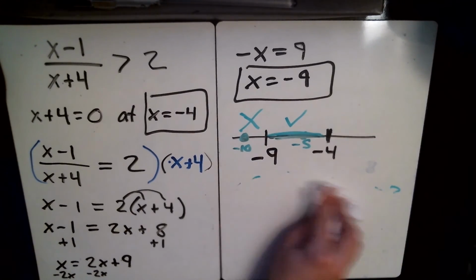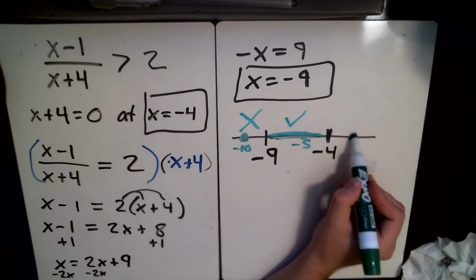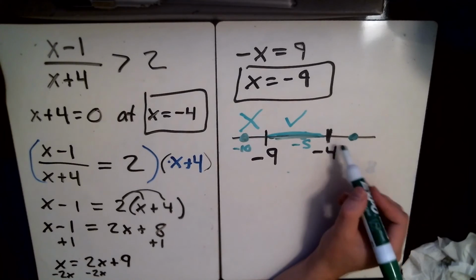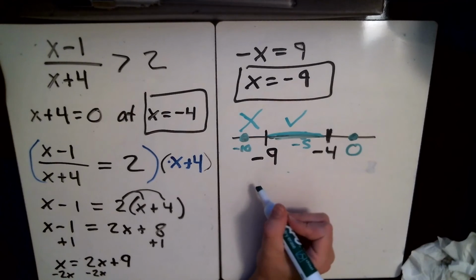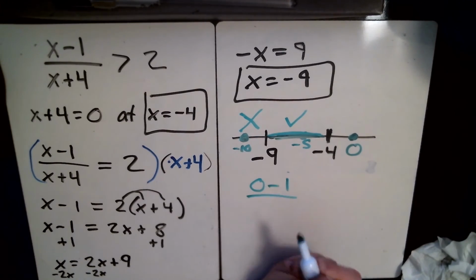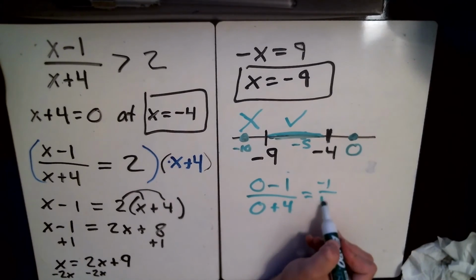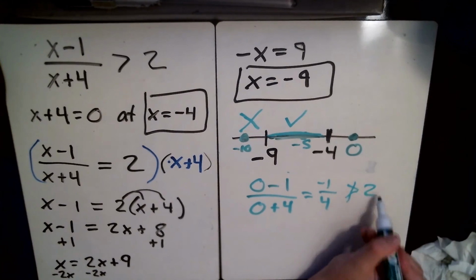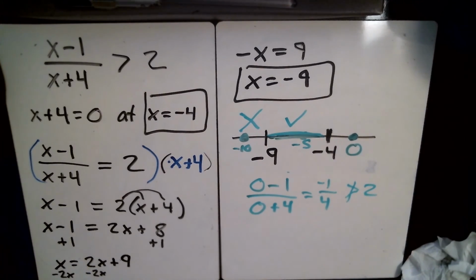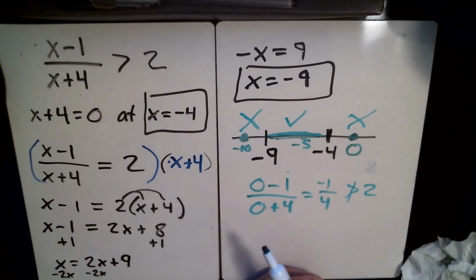Now let's try one more point. We've still got to check this area over here. So I'm going to plug in something bigger than -4, maybe 0, because that seems pretty nice. 0 minus 1 over 0 plus 4. We get -1 over 4. And that is a negative number, so that is not greater than 2, right? So it's not going to work over there. So the only place it works is in between -9 and -4.